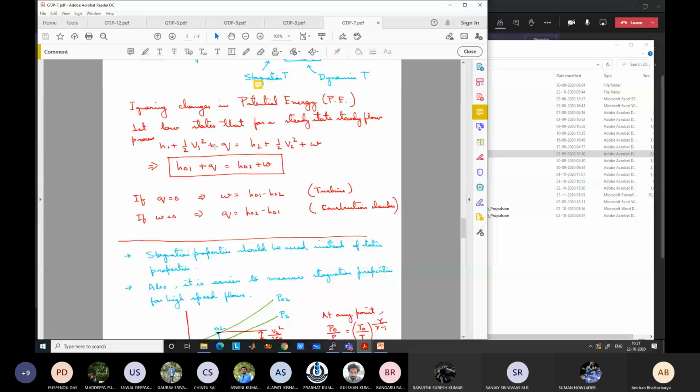Yes. So static enthalpy, what happens in a nozzle to the velocity? Velocity increases or decreases? Increases. So if H1 plus half V1 square is equal to H2 plus half V2 square, if V2 is greater than V1, what happens to H2? It's becoming less than H1. H2 is less than H1. Now what happens to stagnation enthalpy? What is the definition of stagnation enthalpy?